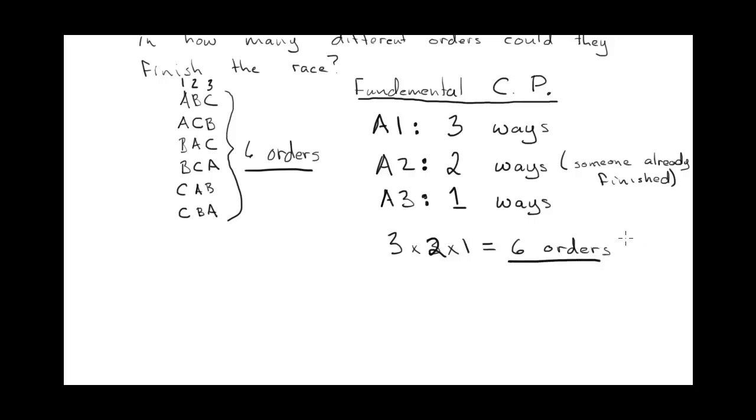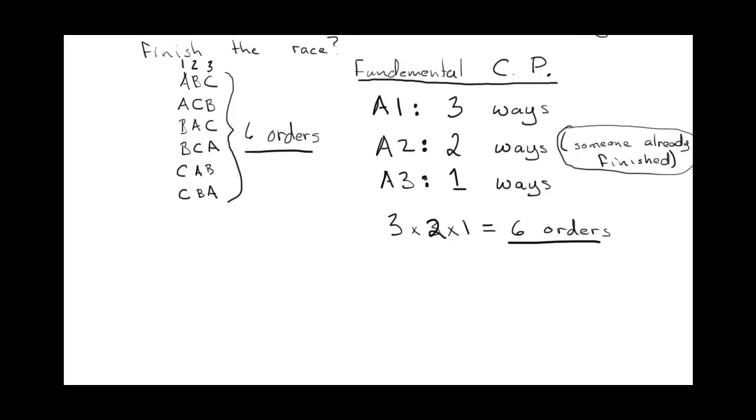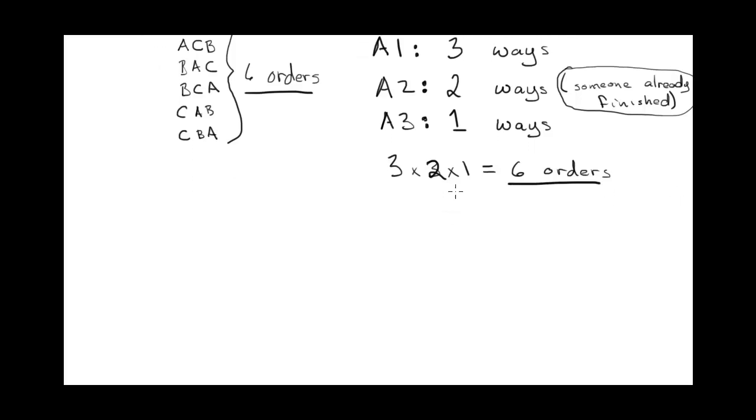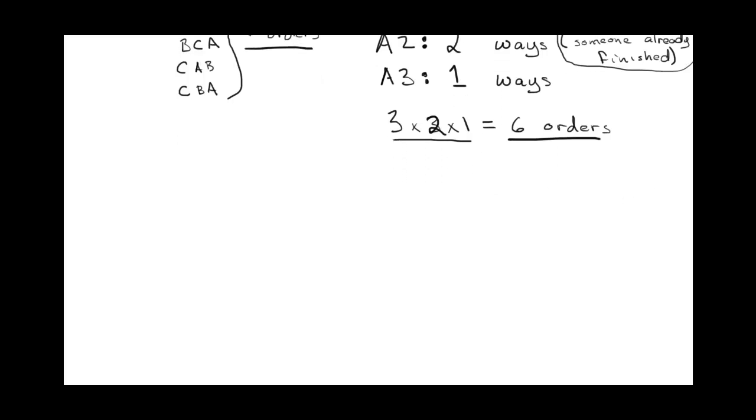Okay, so really we're just using a fundamental counting principle. And you have to remember that when you're placing the people, or when they're running the race, it's going to go down each time because the previous person has already finished. And this might remind you of something that we just did with factorials. So this is an example of what we'll call a permutation.